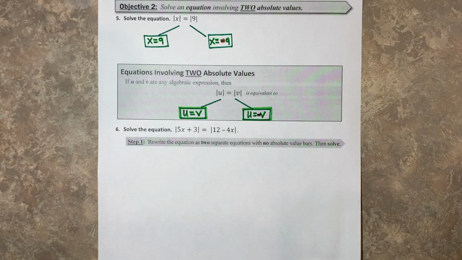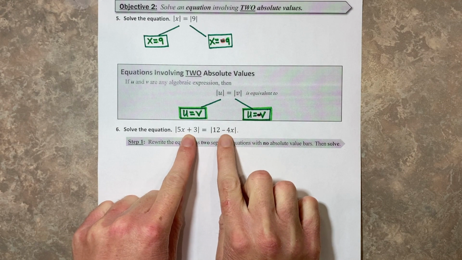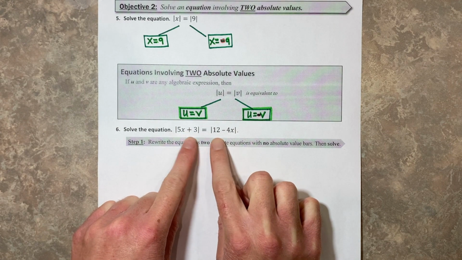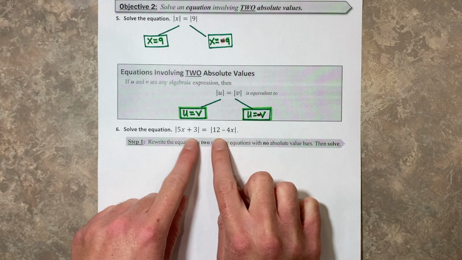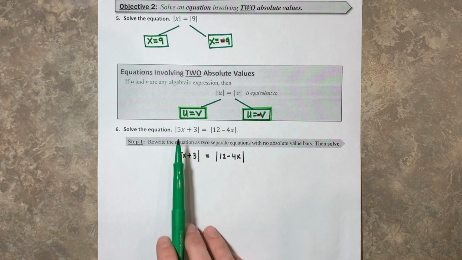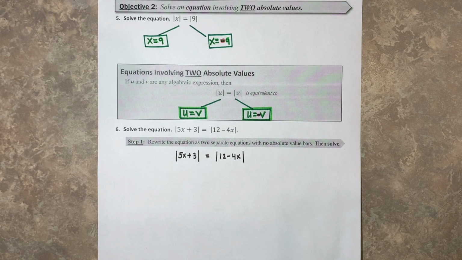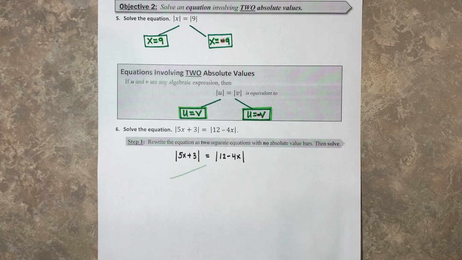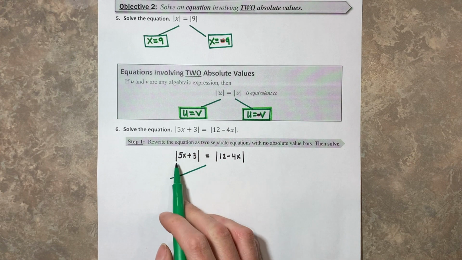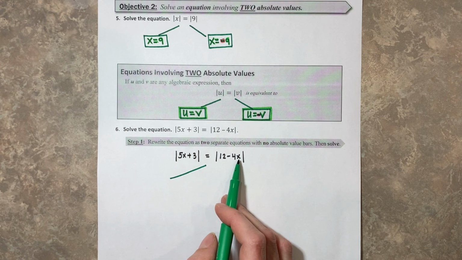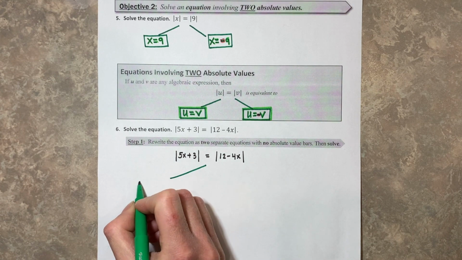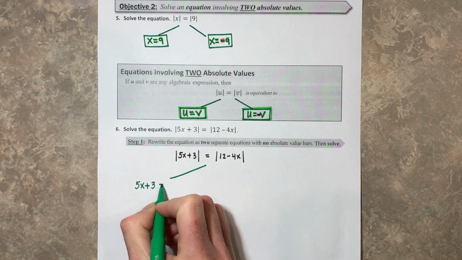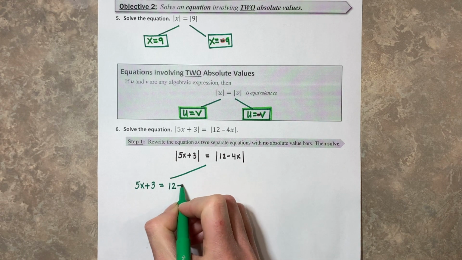Now, when you're solving absolute value equations, the first step is you want to isolate the absolute value bars, but for problems involving two sets of absolute value bars, these absolute value expressions will always already be isolated for you. I've started by just copying down the original given problem, so we can start by rewriting the equation as two separate equations with no absolute value bars. The first equation is the easiest. We just copy down this exact expression, but remove the absolute value bars. That will give us 5x plus 3 is equal to 12 minus 4x.